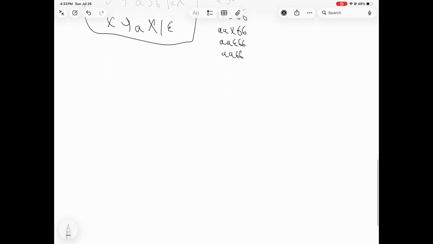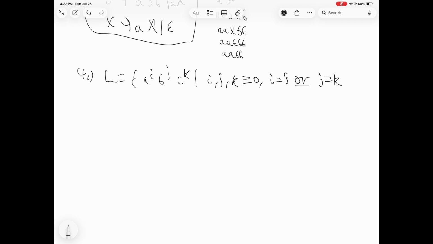All right, last problem of today is going to be the language of A to the I, B to the J, C to the K, such that I, comma J, comma K is greater than or equal to 0, and I equals J, or J equals K. Now this is an interesting case. We have an or right here. So the number of i's equals the number of j's, or the number of j's equals the number of k's. Same number of a's and same number of b's, or same number of b's and same number of c's.